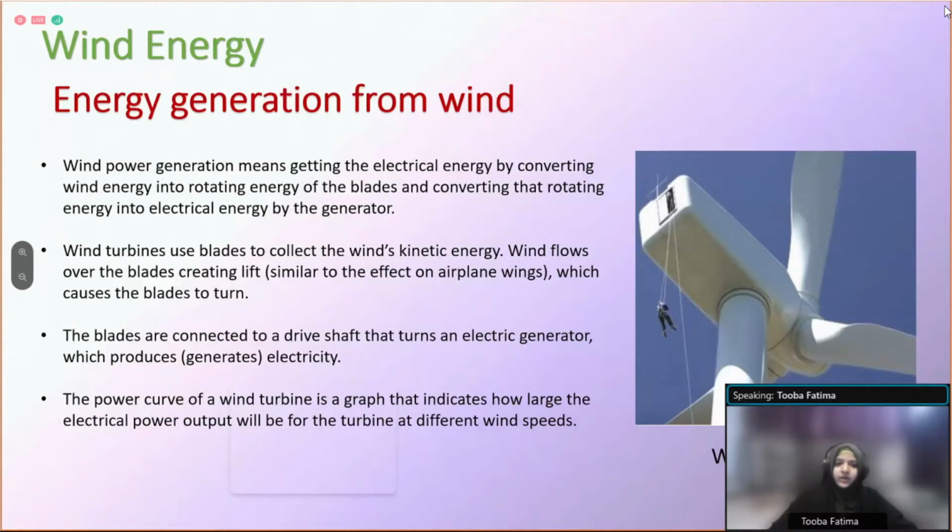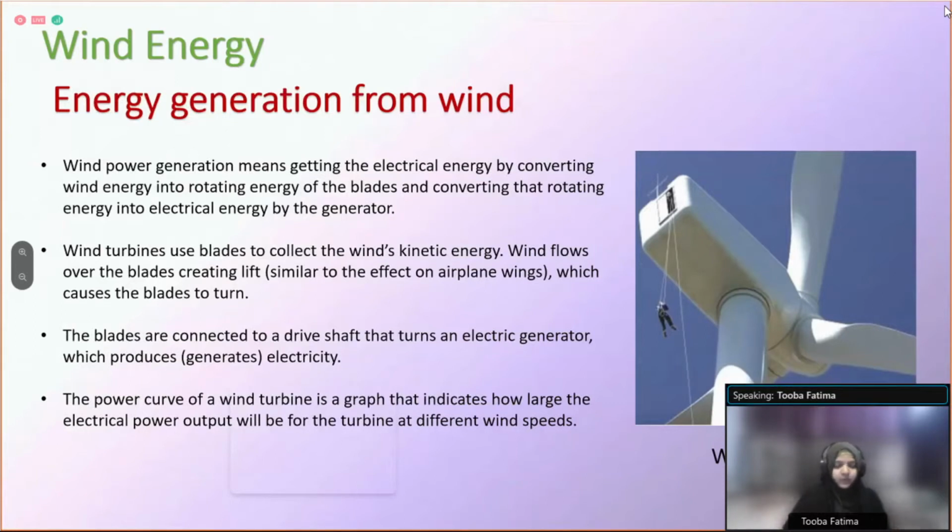Wind turbines use blades to collect the wind's kinetic energy. Wind flows over the blade, creating lift, similar to the effect on airplane wings, which causes the blades to turn. The blades are connected to a drive shaft that turns an electric generator, which generates electricity.